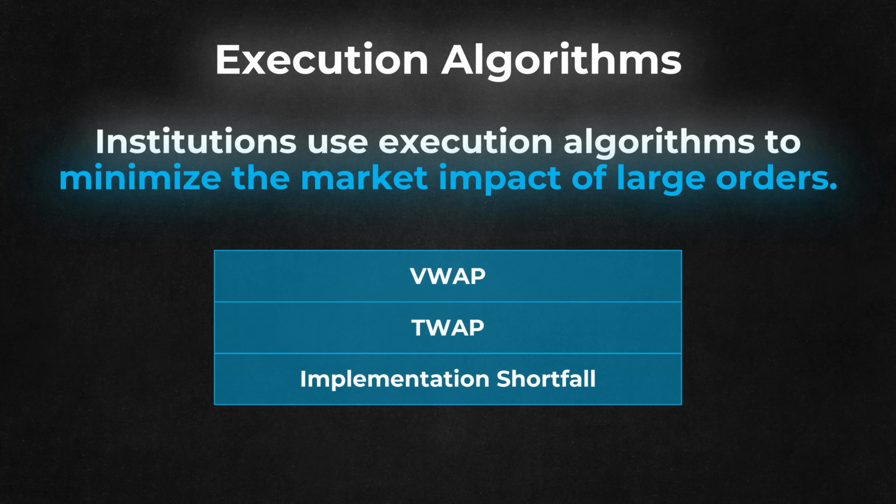The most common execution algorithms are based on VWAP, TWAP, or implementation shortfall. Once again, each type of algorithm is its own rabbit hole. In this video, we are just getting to know the very tip of the iceberg.